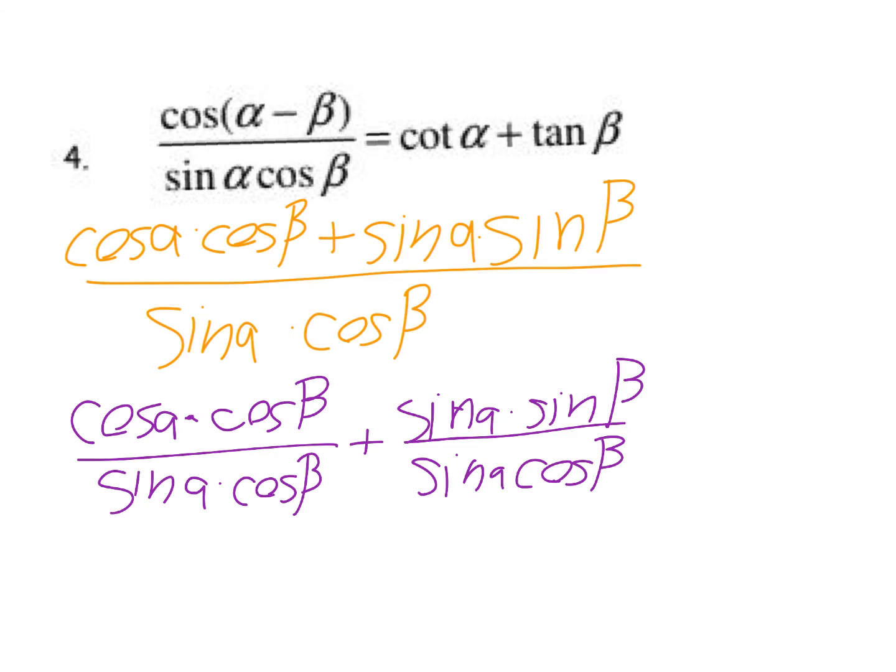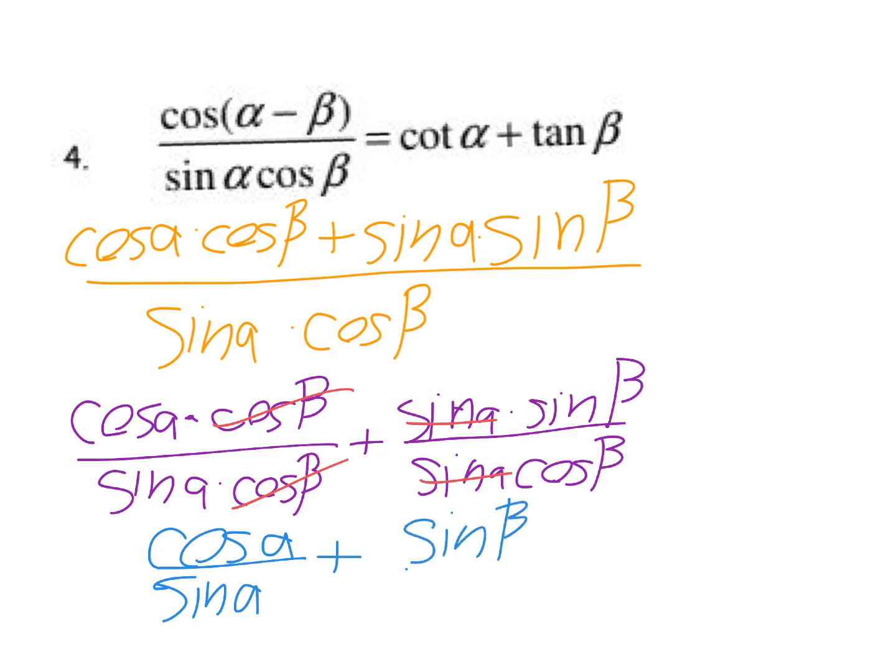Now we look for things we can cancel out. Well, on this first one, on the left side, I've got the cosine of beta and the cosine of beta. And on the right side, I've got the sine of alpha and the sine of alpha. So this breaks down into the cosine of alpha over the sine of alpha plus the sine of beta over the cosine of beta.